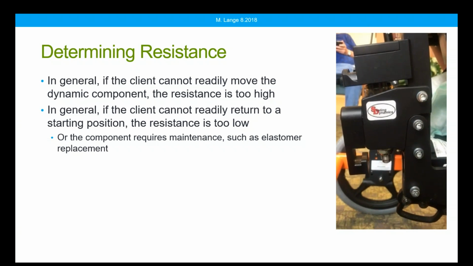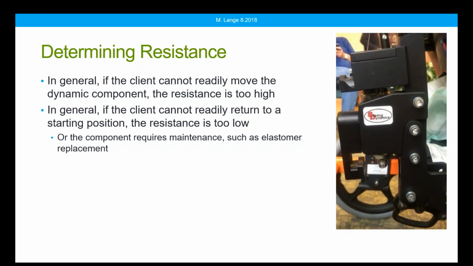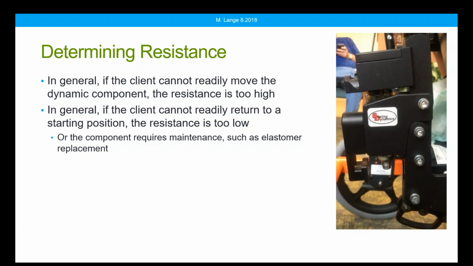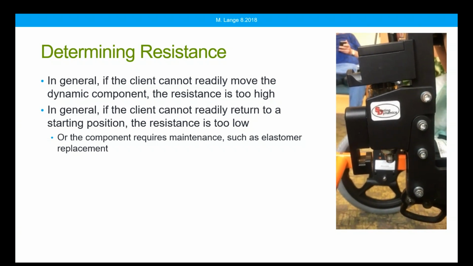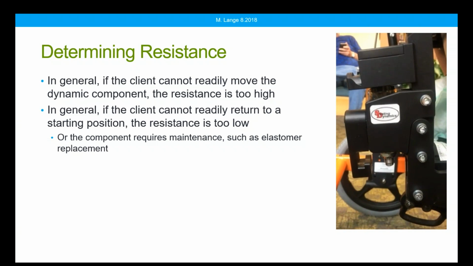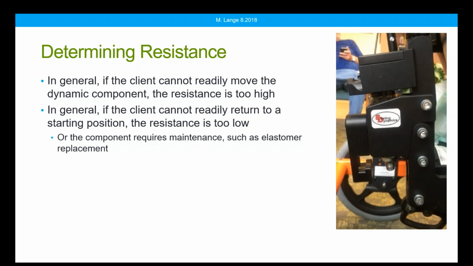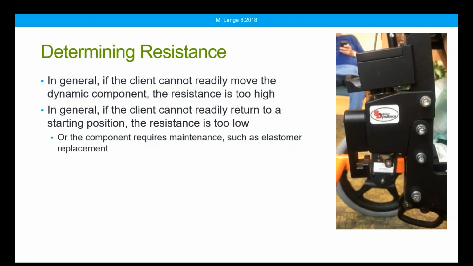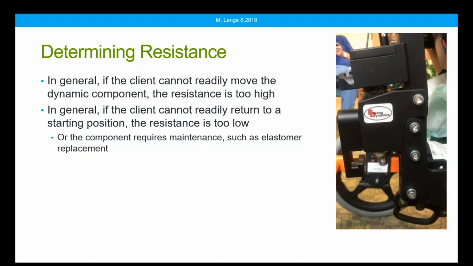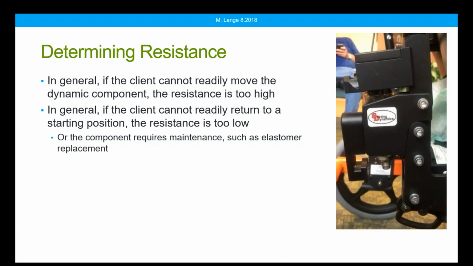In general, if the client can't readily move the component, if it's just not moving at all, then we know the resistance is probably too high. In general, if the client cannot readily return to their starting position, come back to upright, the resistance might be too low and they're able to stay at that end range. It might also be, if the client can't readily return, that the component needs maintenance. Perhaps that elastomer needs replacement.